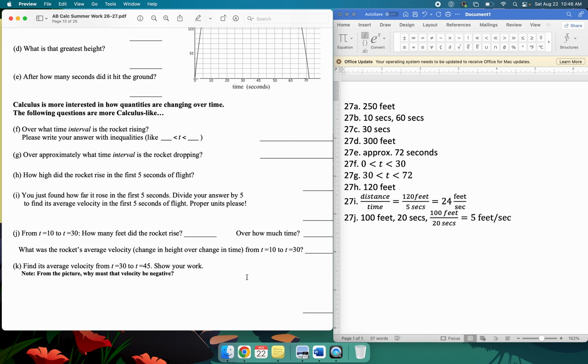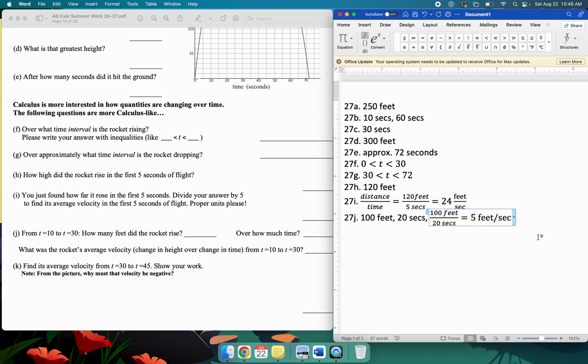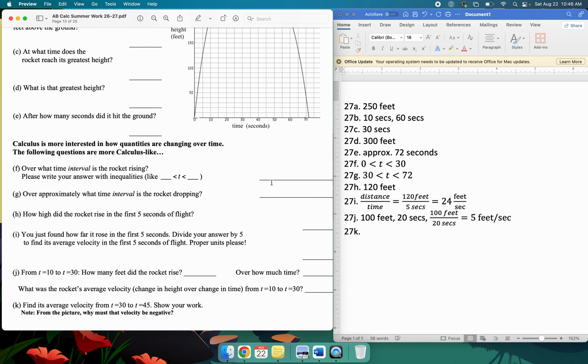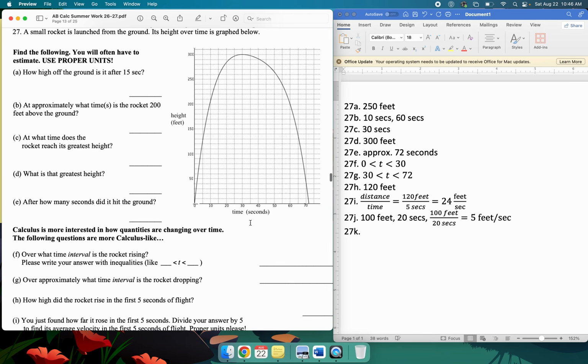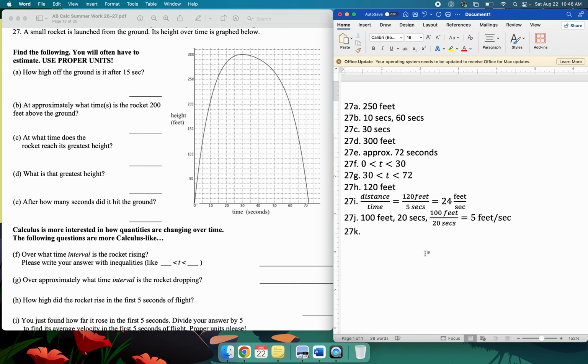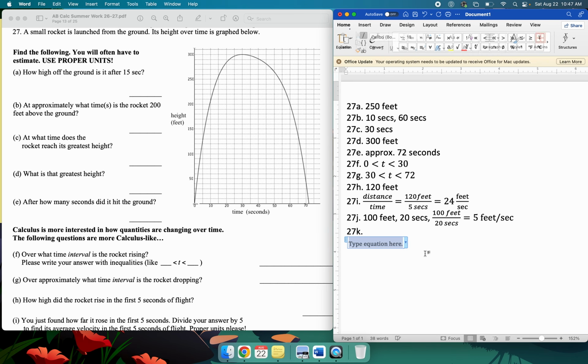Okay, find its average velocity from time 30 to 45. Yeah, so you're seeing there's a lot of stuff around average velocity. So from 30 to 45. I think maybe it would be worth at this point introducing an equation for the average rate of change. If you have some function f of x, or I guess in this case our variable is t, so maybe I'll say f of t.